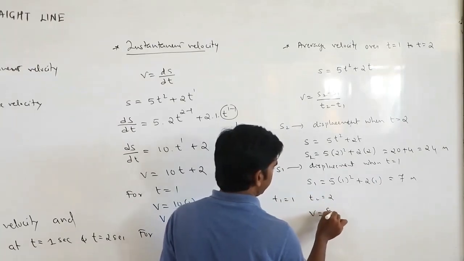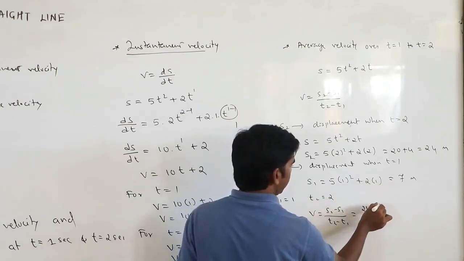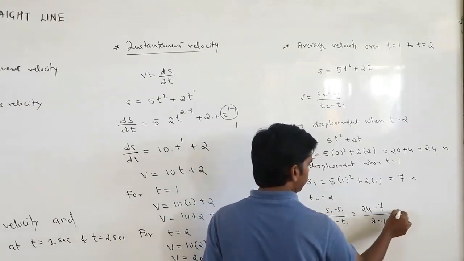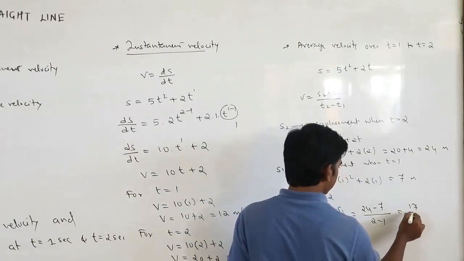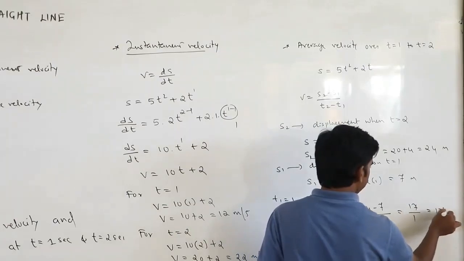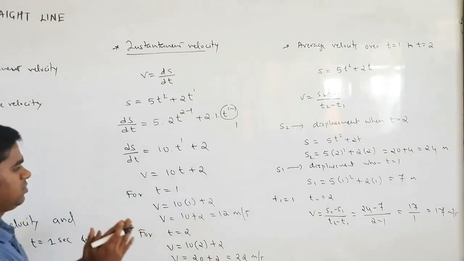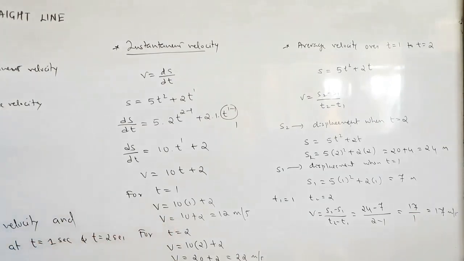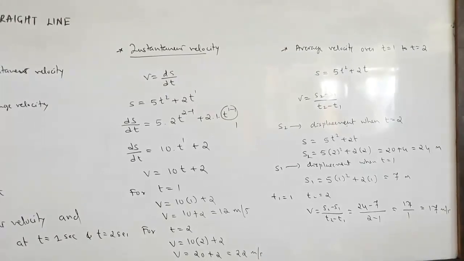So velocity equals s2 minus s1 divided by t2 minus t1. s2 is 24, s1 is 7, divided by 2 minus 1. 24 minus 7 becomes 17, divided by 1, so 17 meter per second. See it properly: you are getting average velocity as 17 meter per second, while instantaneous velocities are 22 and 12. They are entirely different. So this is how we can calculate average velocity and instantaneous velocity when they are given the equation.